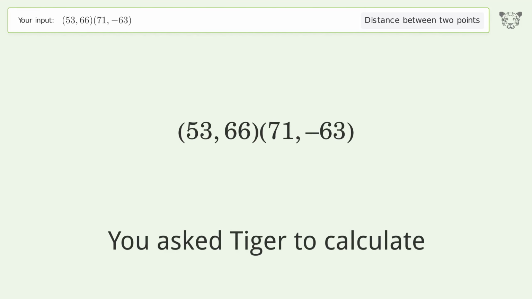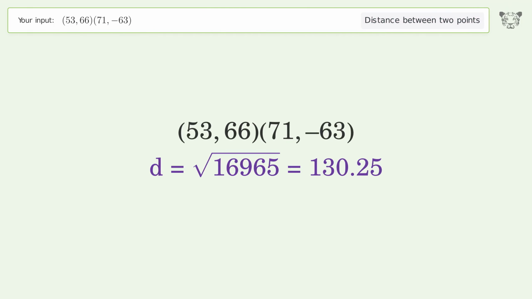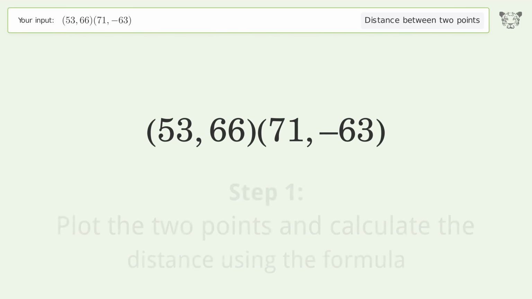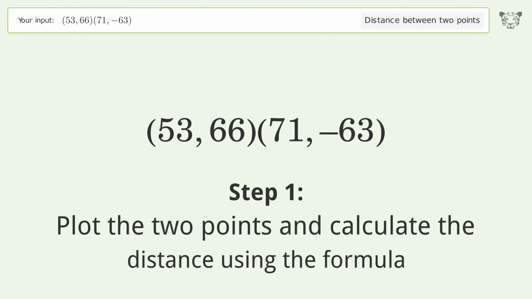You asked to calculate the distance between 2 points. The distance between the 2 points is the square root of 16,965 or 130.25. Let's solve it step by step. Plot the 2 points and calculate the distance using the formula.